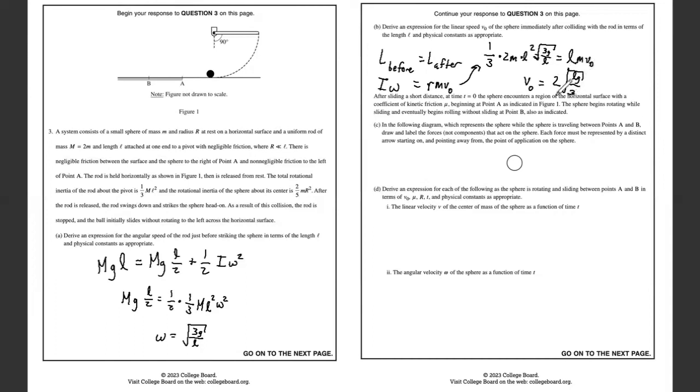Good. And that should be your final answer, 2 root Lg over 3. All right, next one is kind of tricky, right? It says that the sphere begins rotating while sliding, and then after that begins rolling without sliding at point B. So what we have to do is draw a free body diagram.